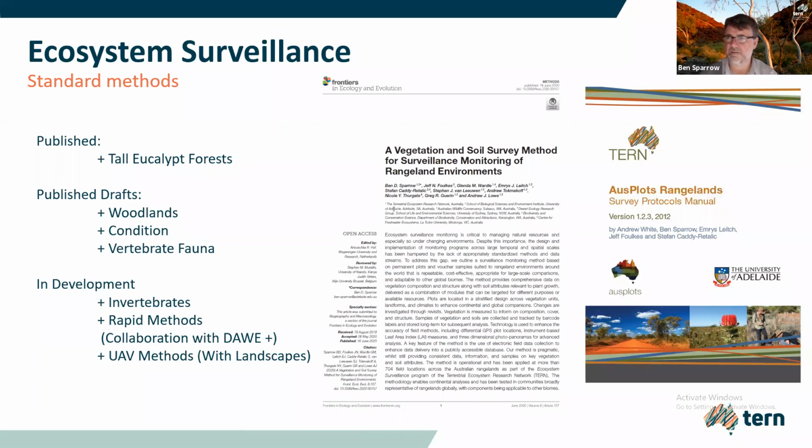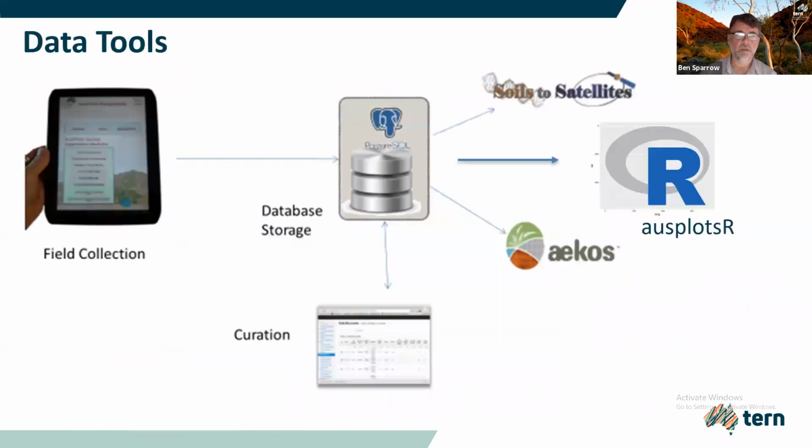But along with that, there are specific methods for tall eucalypt forests. There are published drafts that we will work on in the next year or two for woodlands and condition and vertebrate fauna as well, and a range of methods in development around invertebrates and more rapid methods we're helping the government work on for environmental assessment. And also, I alluded to the UAV methods that are in development as well.